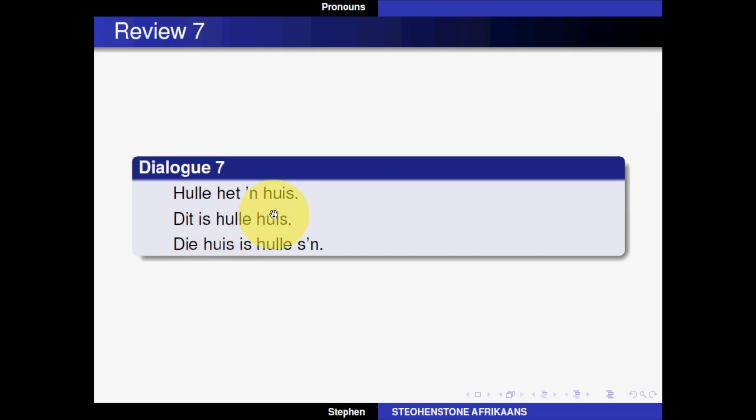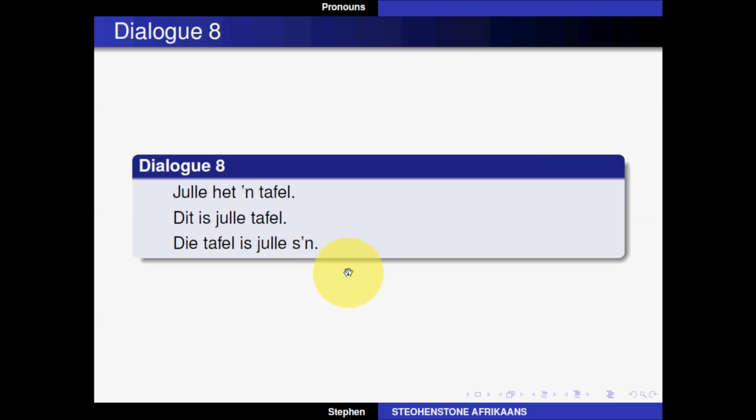Hulle het 'n huis. Dit is hulle huis. Die huis is hulle sin. So we have one more to go.